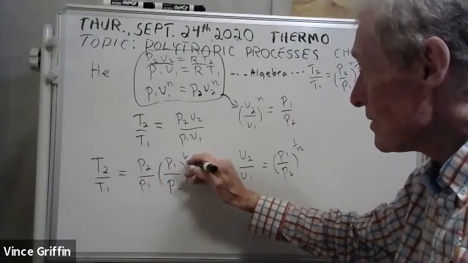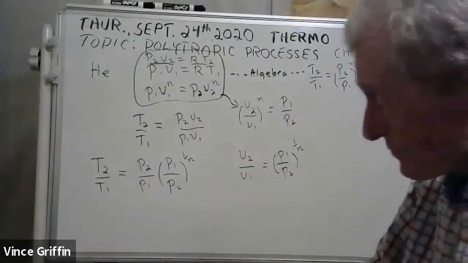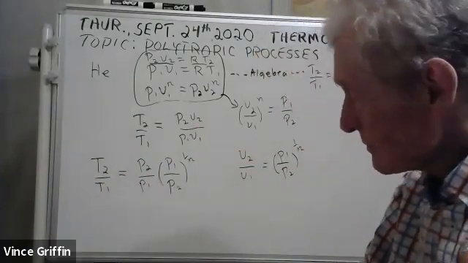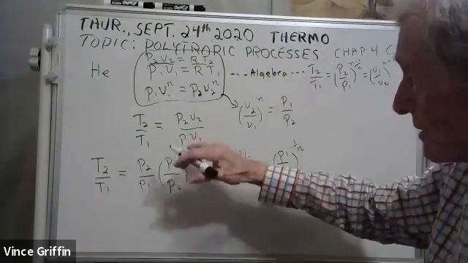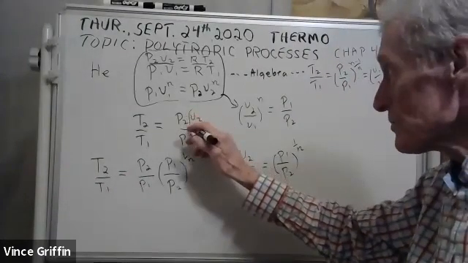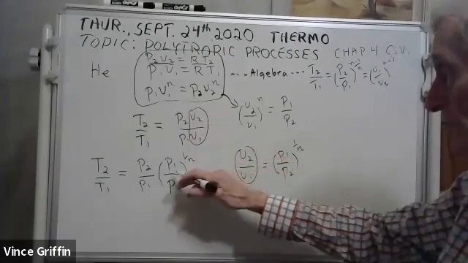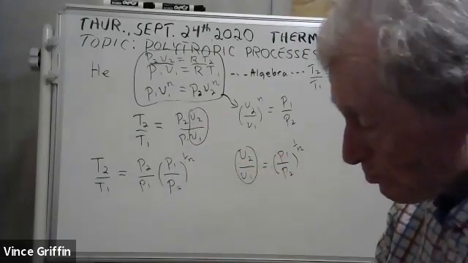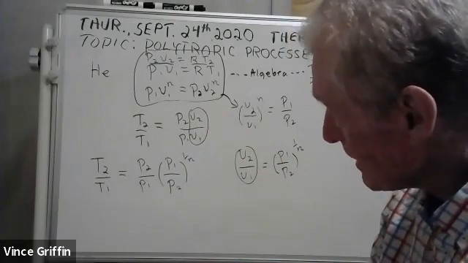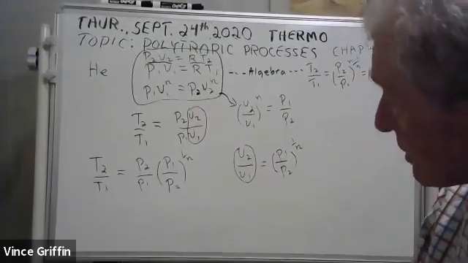Can you get to there? All I did was substitute the V2 over V1 right in there. See what I did? I substituted the V2 over the V1 and just stuck it in there. Okay. If you made it to there, we're almost done.